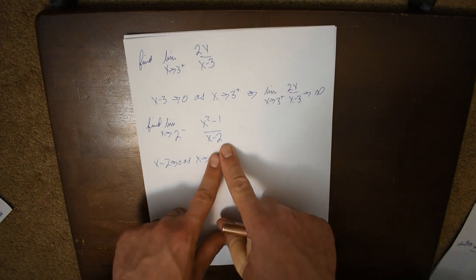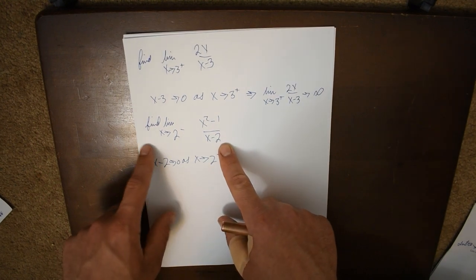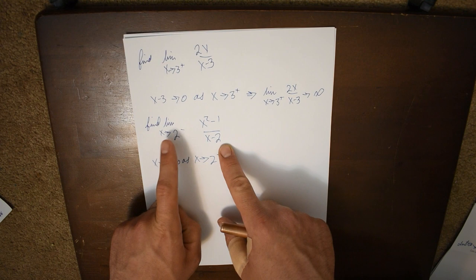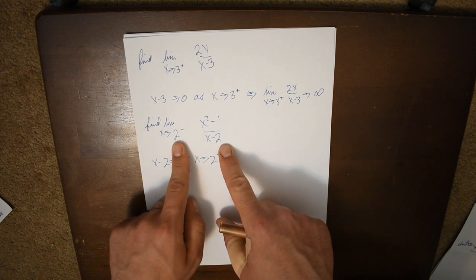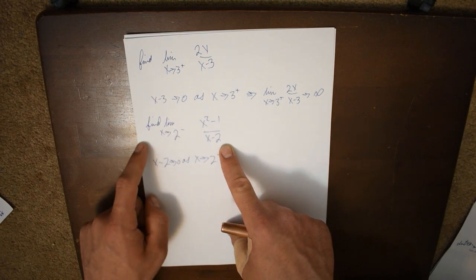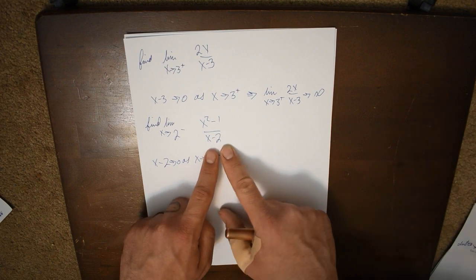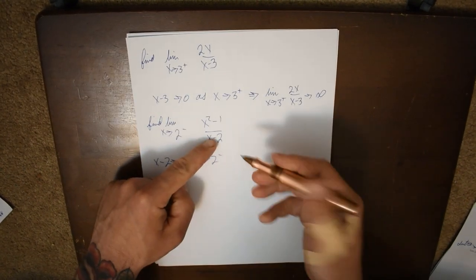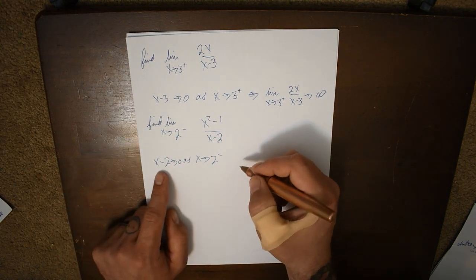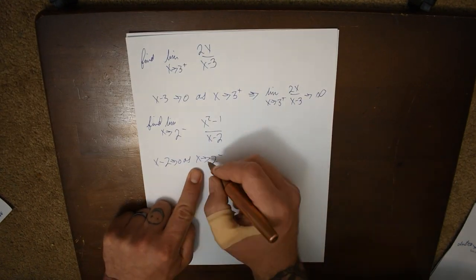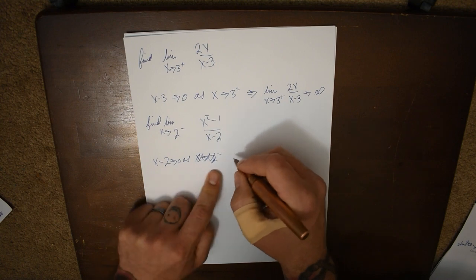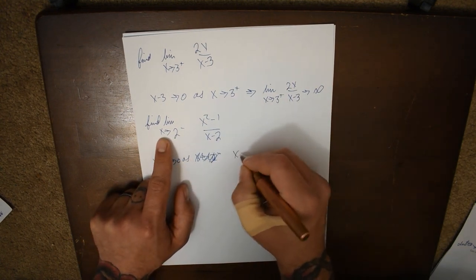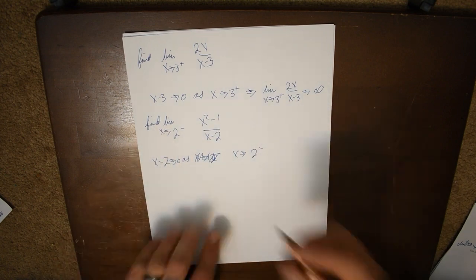Now, we're going to be approaching 2, but we're coming at it from the left. All of our values of x are going to be smaller than 2 because we're coming at it from the left, but we are approaching 2. That means this denominator, x minus 2, goes to 0. Yeah, I had that right, sorry. x goes to 2 from the left. Cool.